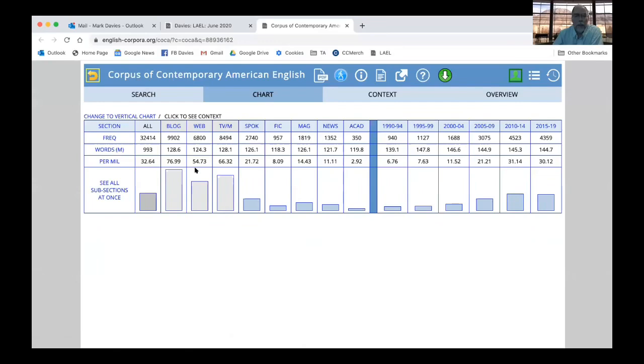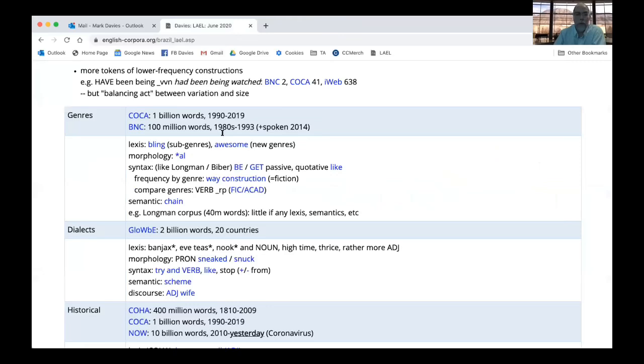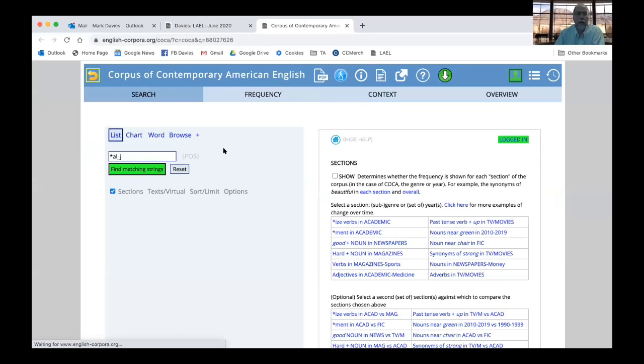Awesome is the most frequent in these new genres in COCA, blogs, other web pages, and TV and movie scripts. The point here is that these genres were added to COCA just 3 or 4 months ago. If we didn't have those, we really would not be getting a full spectrum of use in English for this particular word. Okay, so those are very simple things. We're just looking at a particular word or phrase.